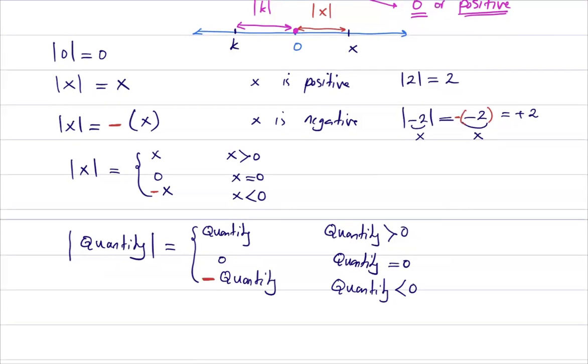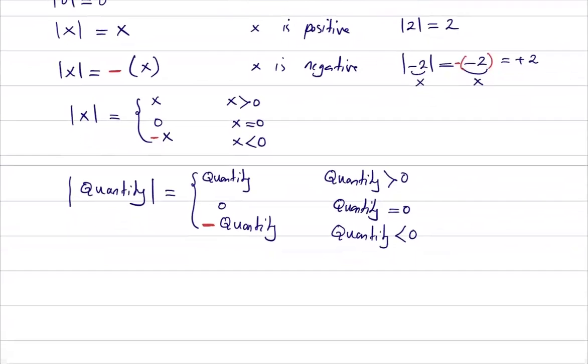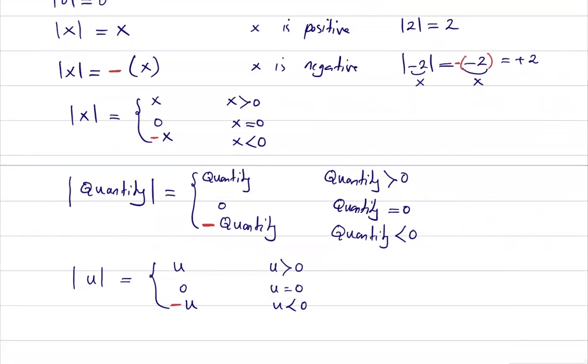Or in simplified mathematical version, you can write down the absolute value of u. If u represents that quantity, the absolute value of u is, if u is positive, you get u back. If u is 0, you get 0 back. And if u is negative, you get minus u back. Why is it important? Because we can use this to find the definite integral. For the definite integral, we have to be careful about the behavior of the graph.